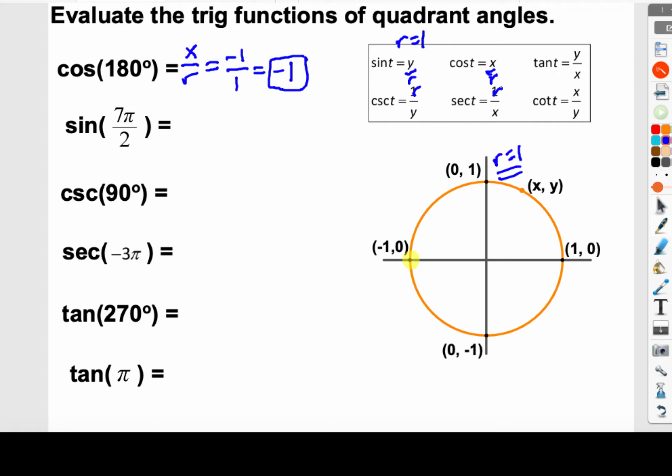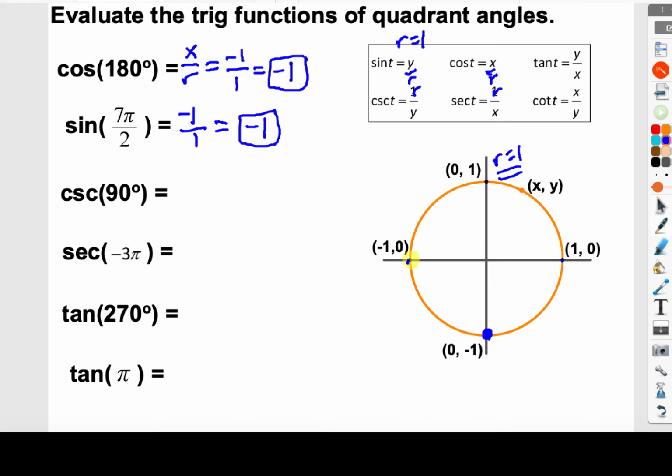Well, sine at 7 pi over 2. 7 pi over 2, 2 goes into 7 3 full times. So we're thinking 1 pi, 2 pi, 3 pi, and an additional half pi. I'm thinking we're down here at the bottom of our screen. So sine would be the y coordinate, that -1 over r. So the sine at 7 pi over 2, or the sine down here at 270 degrees, -90 degrees, however you want to think of it, the sine of the negative y-axis is going to be -1.